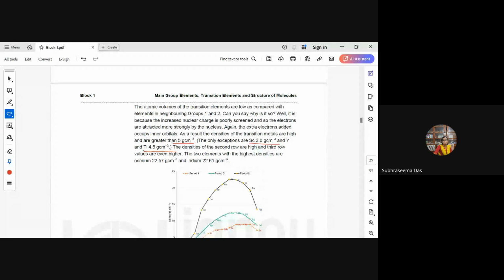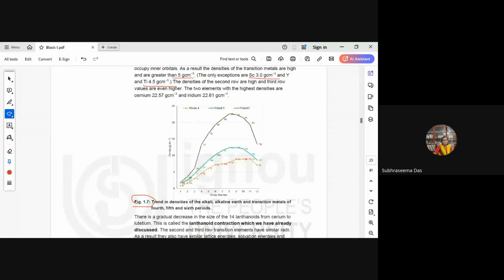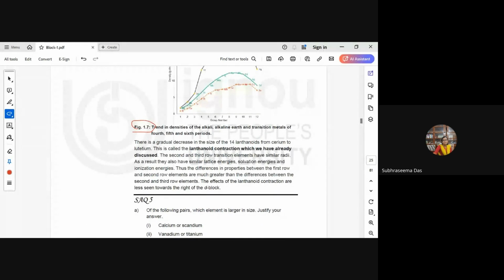The second row has high densities, and the third row is even higher, as clearly marked in figure 1.7. Also, due to lanthanide contraction, we see a gradual decrease in the size of the lanthanide elements. As a result, the second and third row transition elements have similar radii.